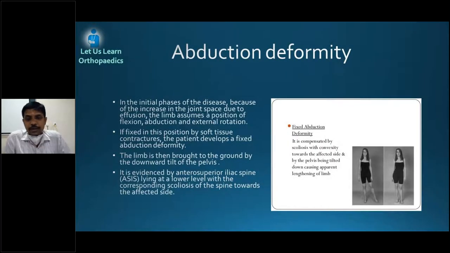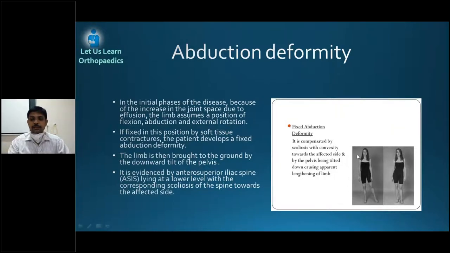We have discussed the flexion deformity and the adduction deformity, and the next deformity would be the abduction deformity. If you see this slide, in the initial phase of the disease, because of the increase in the joint space due to the effusion, the limb assumes a position of flexion, abduction, and external rotation. This is the position of ease. The patient walks with flexion, abduction, external rotation. If it is fixed in this position by soft tissue contracture, the patient develops a fixed abduction deformity.